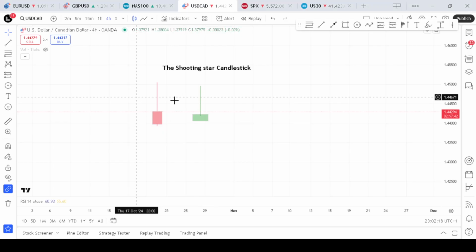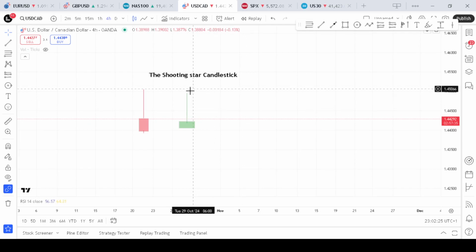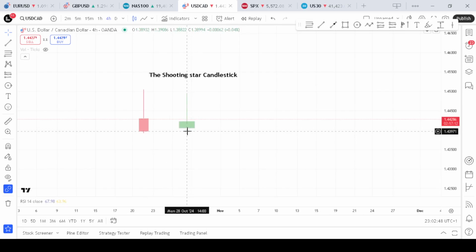Now let's look at some characteristics of the shooting star candlestick pattern. The first characteristic is that it has a small real body at the low end of the trading range. It must have a very long upper shadow, at least twice the length of the body of that candle. It has little or no lower shadow.